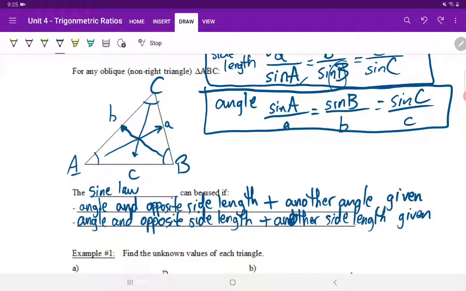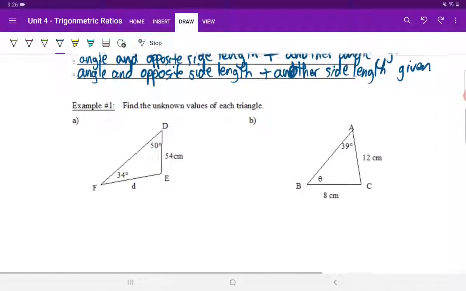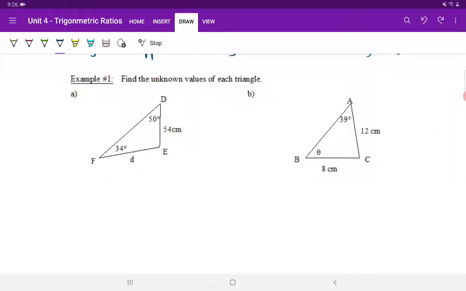You're basically looking for opposites, right? You're looking for an opposite pair, like an angle and an opposite side, and then something else from the triangle, either a side length or an angle. And if you have that situation, you can use the sine law. Okay?